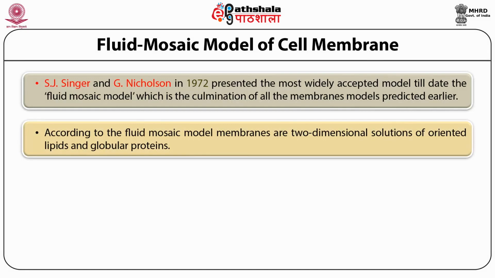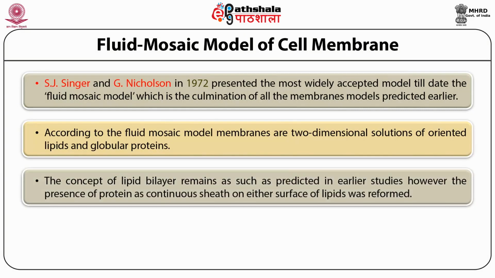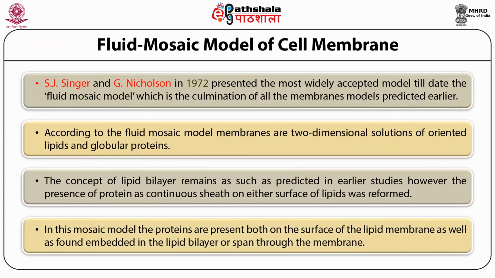According to the Fluid-mosaic model, membranes are two-dimensional solutions of oriented lipids and globular proteins. The concept of lipid bilayer remains as such as predicted in earlier studies. However, the presence of proteins as continuous sheet on either surface of lipids was reformed. In this model, the proteins are present both on the surface of the lipid membranes as well as embedded in the lipid bilayer or span throughout the membrane.